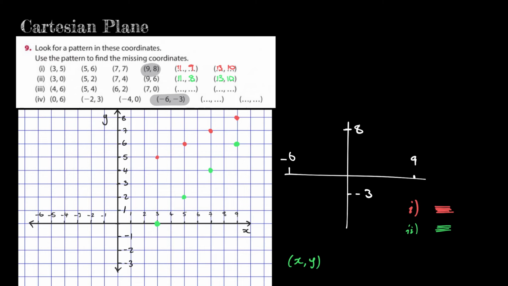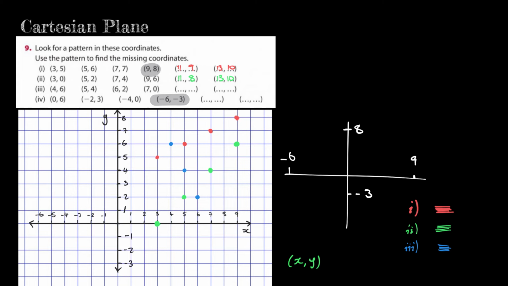Okay, next one there that we're going to do. So the next one we're going to do is going to be in blue. So we'll do part 3 in blue. Okay, so 4, 6, go to 4 and go up 6. 4 and up 6, so that's going to be there. Go to 5 and go up 4. 5 and up 4, it's going to be there. Go to 6 and up 2. 6 and up 2 is here.